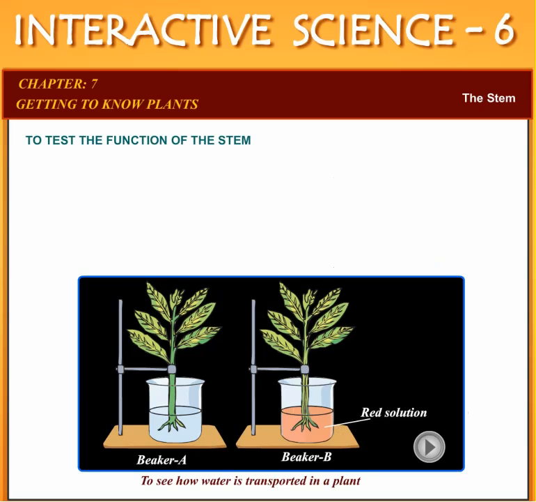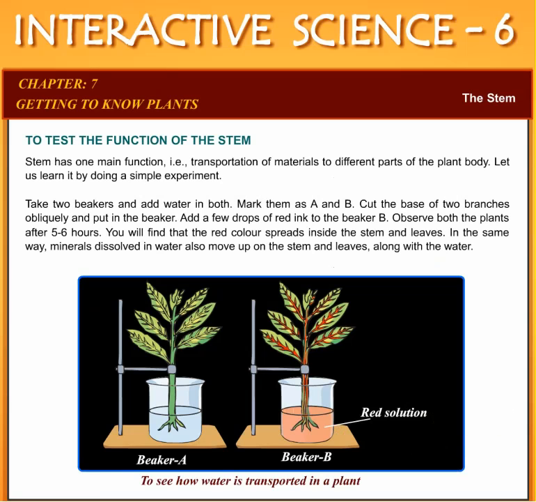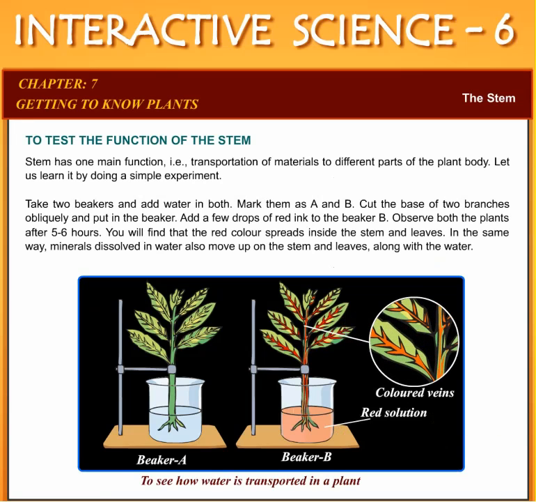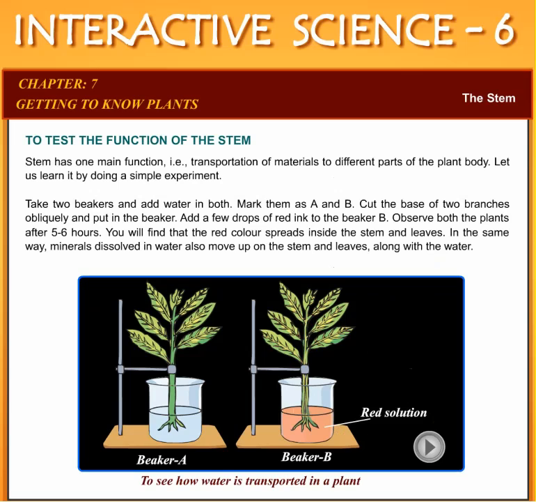To test the function of the stem. Stem has one main function, that is, transportation of materials to different parts of the plant body. Let us learn it by doing a simple experiment.